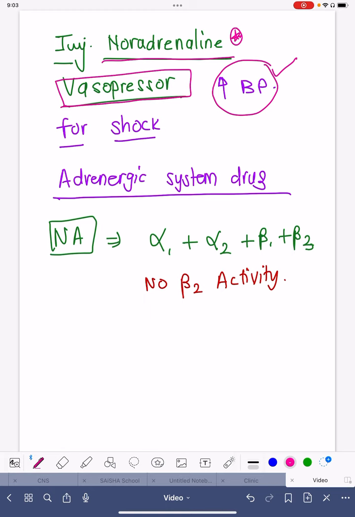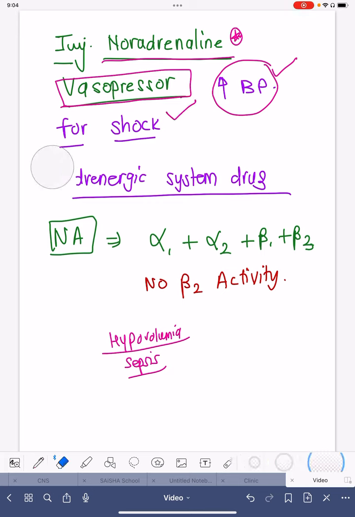The patient, whoever has hypotension, that can be because of hypovolemia, that can be because of sepsis, that can be because of post MI, or that can be because of any reason. That time to increase the blood pressure, noradrenaline is one of the best injections to start. Now it is indicated for shock. It is definitely an adrenergic system drug. That is the reason why we use this drug.